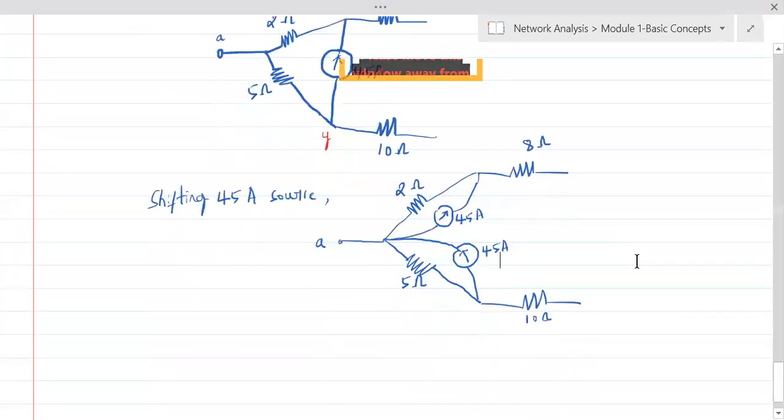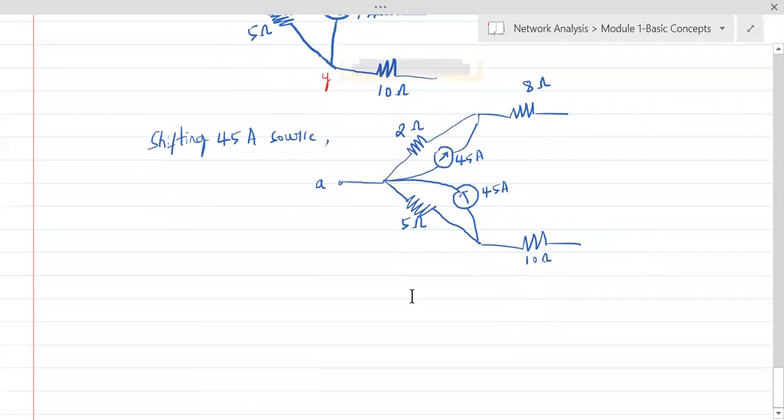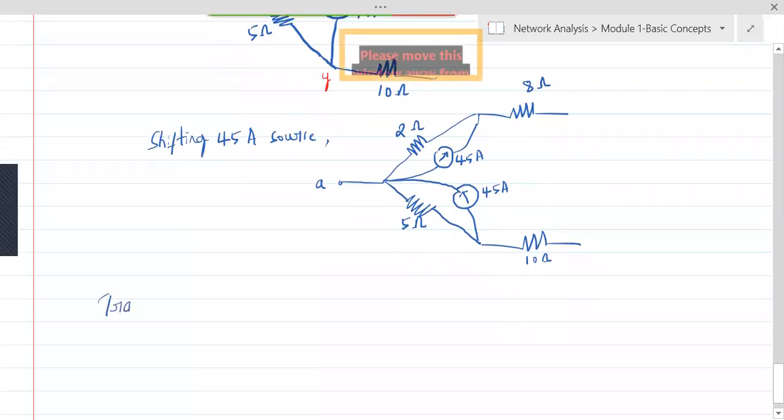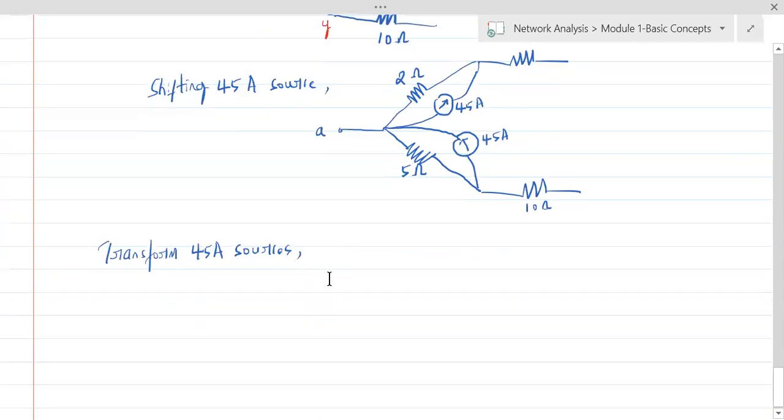Fine. Now let's go on. What we should say? Transforming 45 ampere current sources now. Let's transform both 45 amp sources. What do we get? What we get is this.